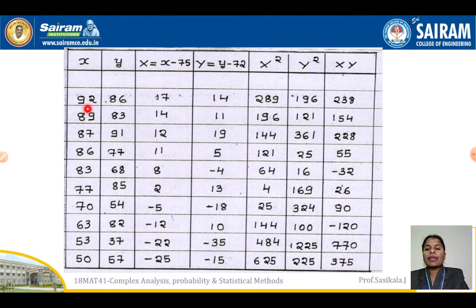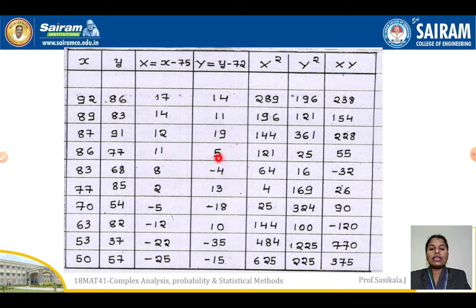It's nothing but 92 minus 75, it is 17, 14, 12, 11, 8, 2, minus 5, minus 12, minus 22 and minus 25. Similarly, go with y minus 72. What is that? 14, 11, 19, 5, minus 4, 13, minus 18, 10, minus 35, minus 15. So once you get capital X and capital Y from the small x, small y, now you have to use only this capital X and capital Y, right?